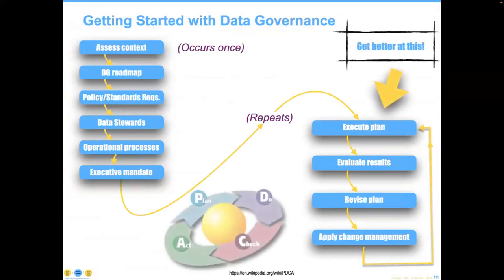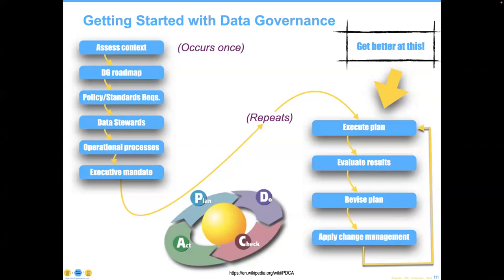And if you've got a process to get better at something, get better at the thing that's on the right-hand side there, if you will, because executing the plan, evaluating results, revising it, and applying change management should sound awfully familiar. If it doesn't, it is the plan, do, check, act model from, again, the Deming quality cycles. So I find that most methods, people like to call them fancy things like methodologies, accrue up to this sort of a plan, do, check, act thing, and almost anything can work within there.